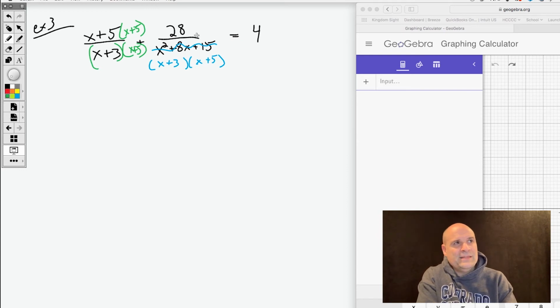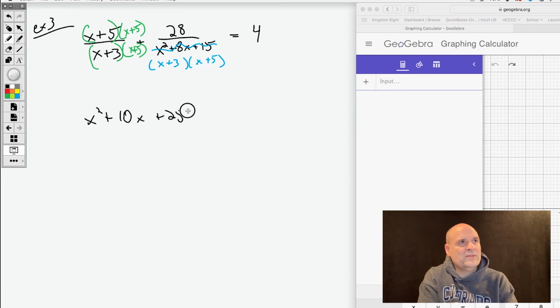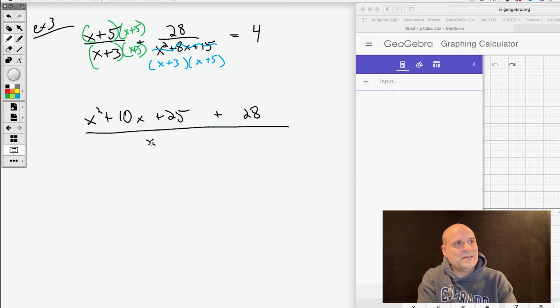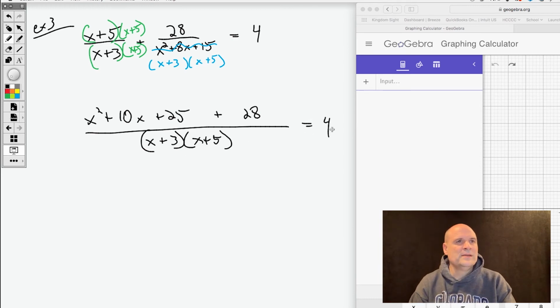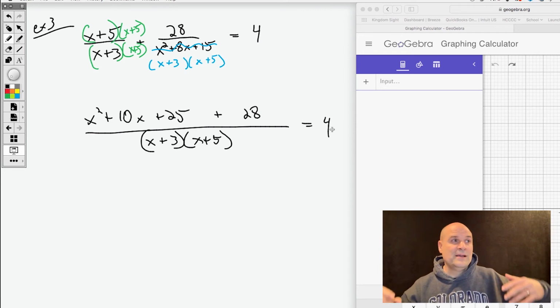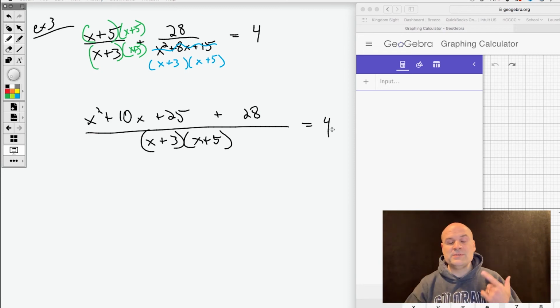So now we can add these two together. Let's FOIL this out first. So we get x squared plus 10x plus 25 plus 28 all over that same denominator, because since we have the same denominator, we can just add the numerators, and that all equals 4. All right, so now I've got a denominator that I can multiply both sides by, and it'll get rid of it. So let's do that.